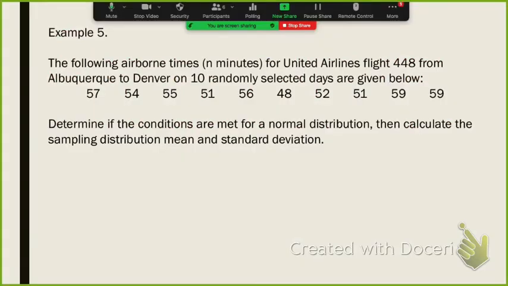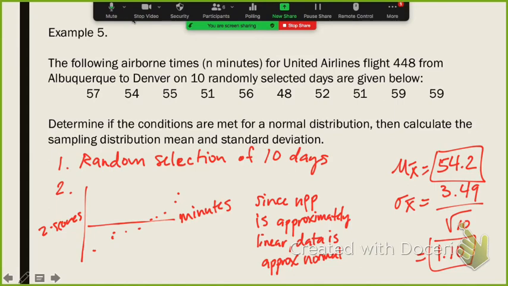Okay, so I want you to try example 5: make a graph, find the mean and standard deviation. We have our first condition, which is random selection of 10 days, randomly selected. Number 2, my data is less than 30, so I can't say that it's greater than 30 and normal, so I'm going to have to graph it. I graphed the normal probability plot. It's approximately linear, so the data is normal.